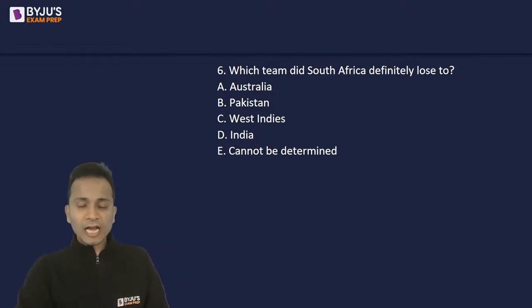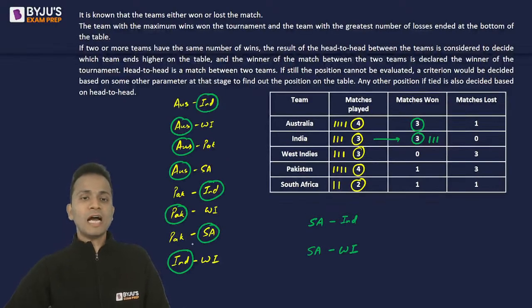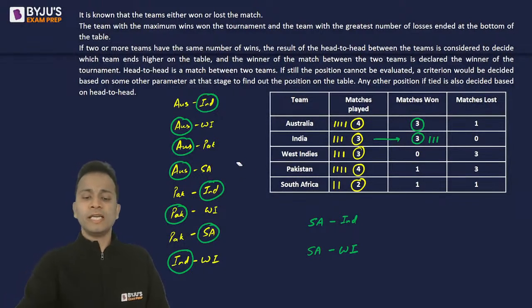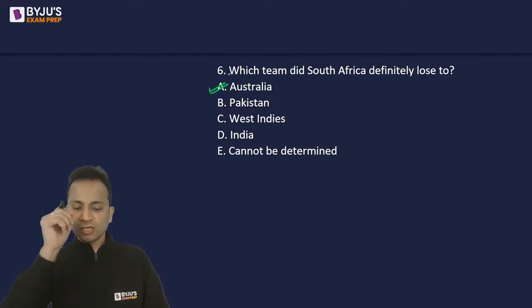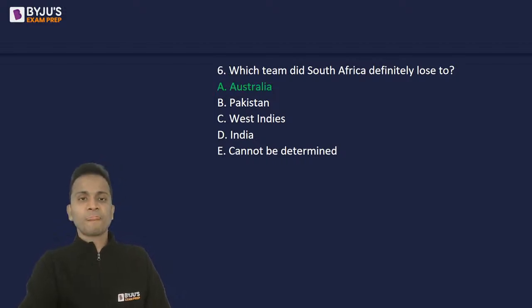Now South Africa has lost against, let's go back. South Africa has lost against Australia, as you can see in this match. Okay, so South Africa has lost against Australia. So Australia, option A should be the correct answer of this question. Am I clear? So option A, yes, it is the correct answer.